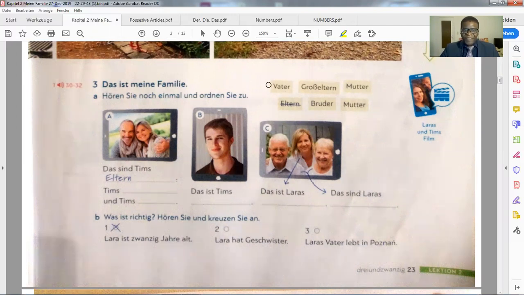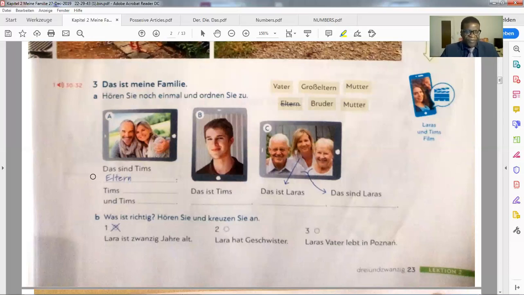Vater means father. Write, please, in your book. Großeltern means grandparents, plural. Grandparents. Mutter means mother. Okay, this is filled out here. Eltern means parents. Bruder means brother. Again, Mutter means mother. So they're simply saying try to fill out here.